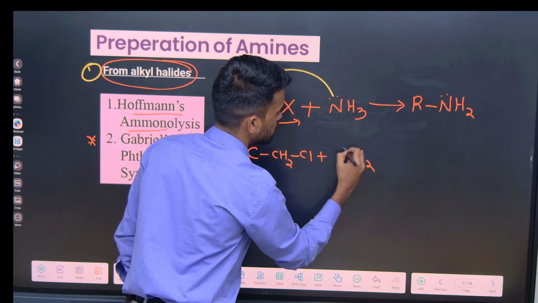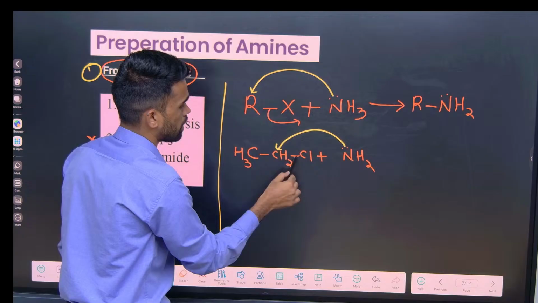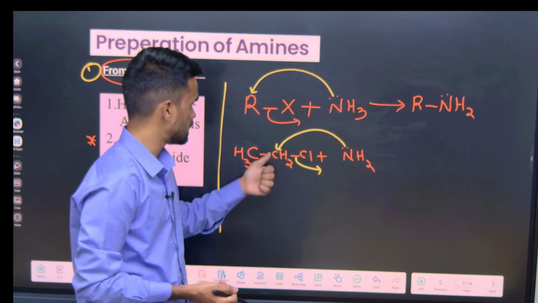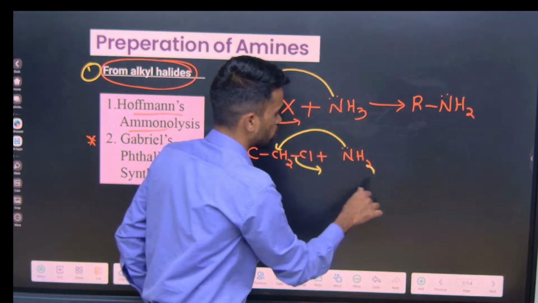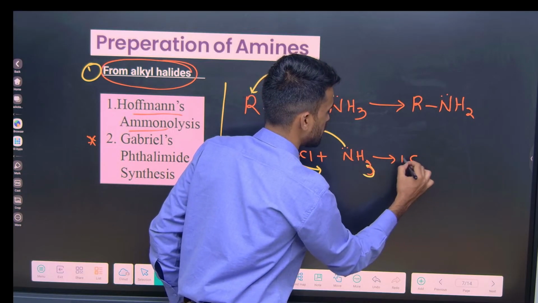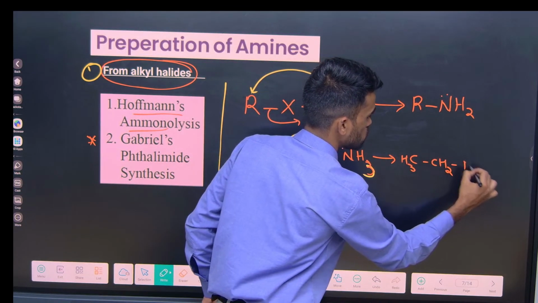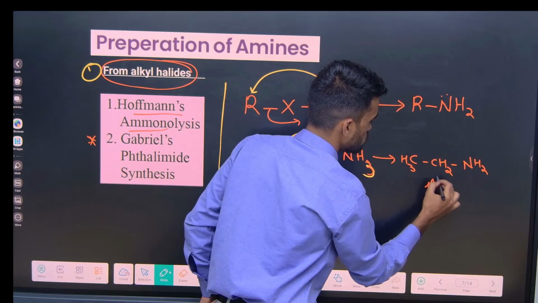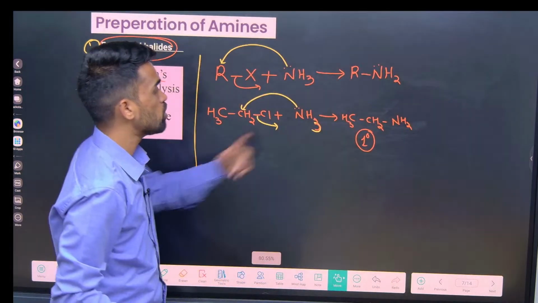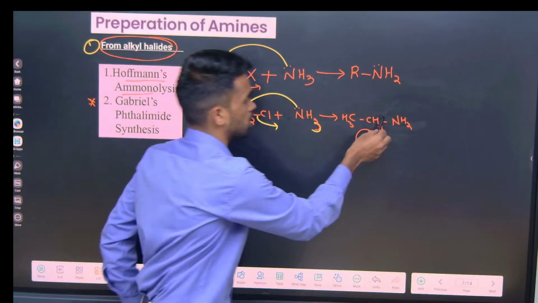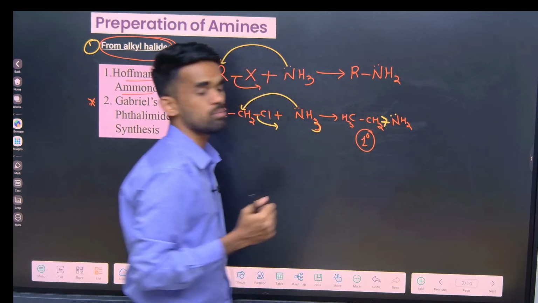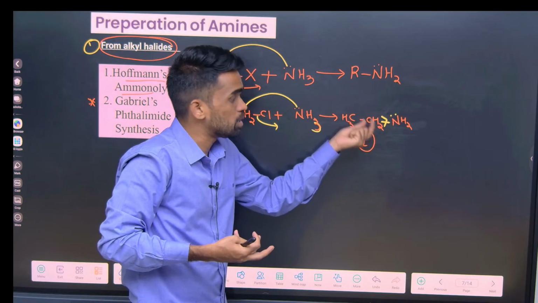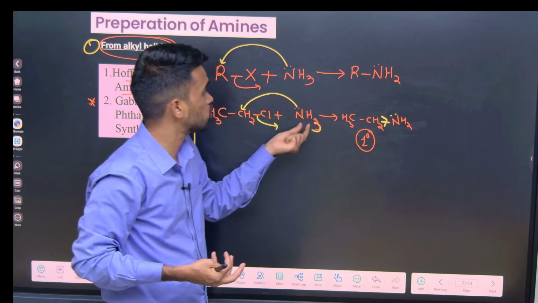Now what happens? This nitrogen will attack on this carbon and chlorine comes out, because chlorine is more electronegative, as a chloride ion, creating electron deficiency, so that nitrogen is attacking there. You are going to get CH3CH2NH2. So we got a primary amine. This primary amine is now more reactive than ammonia, because here an alkyl group is there now. So it will increase the nucleophilic nature of this NH2 group. So which is more nucleophilic, ammonia or primary amine? The product formed here, the primary amine, is more reactive than ammonia.